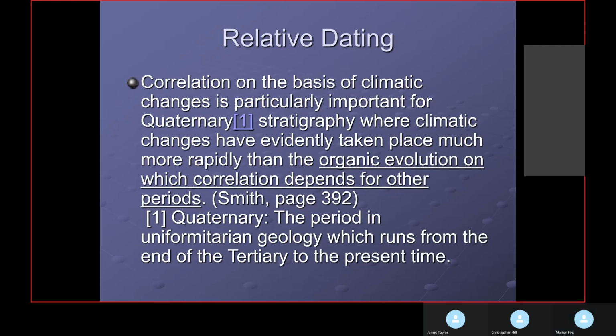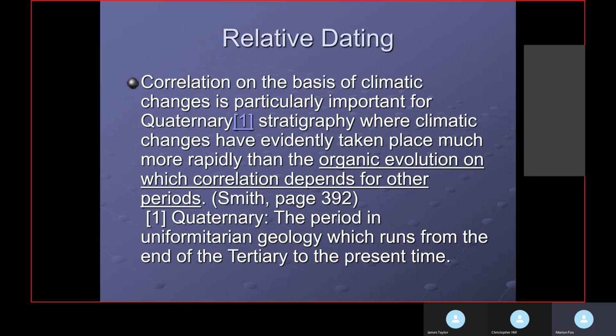Now, we have the period of dating things. Correlation on the basis of climatic changes, particularly important for quaternary stratigraphy, whereas climatic changes have evidently taken place much more rapidly than the organic evolution, on which correlation depends for other periods. So wait a second. How are they dating this? Is it absolute or is it relative? I've underlined it here. I think you have to draw the conclusion this is a relative dating that they've used. How did they date it? They correlated it with the organic evolution.